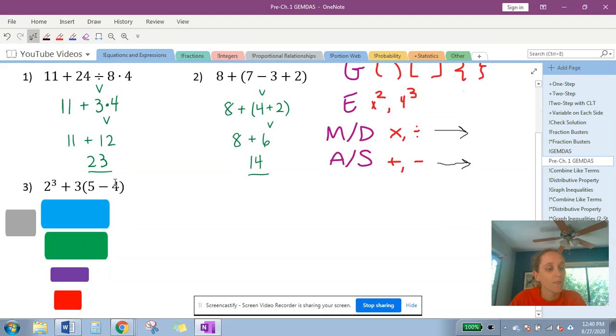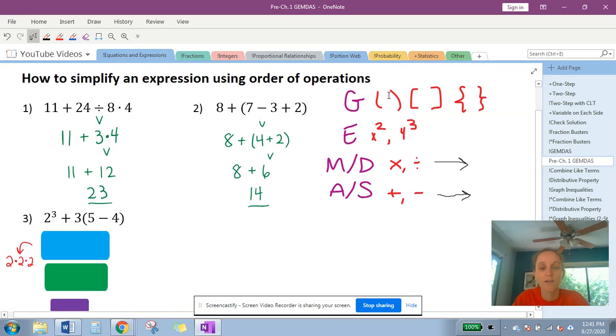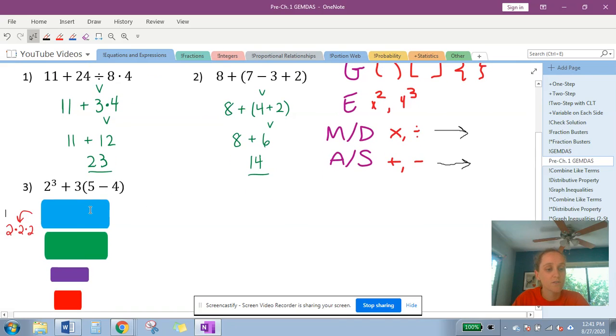All right, number 3. So here I have 2 cubed, which remember that means 2 times 2 times 2. So I'm doing this base number this number of times. All right, and then I have plus 3 times 5 minus 4. So again, I'm doing what's in the grouping first, or the parentheses. So 5 minus 4 is 1. I bring everything else down. And now here I have exponents, addition, and multiplication. Remember, if there's a number next to the parentheses like this, there's an invisible multiplication symbol in the middle. So I know that I do exponents before adding or multiplying.